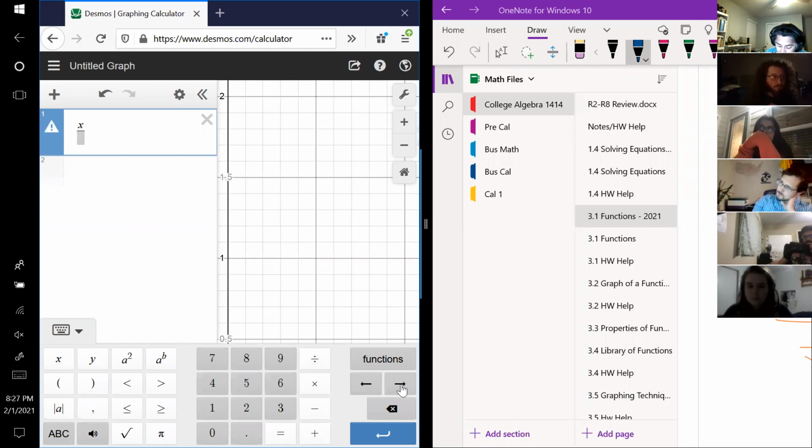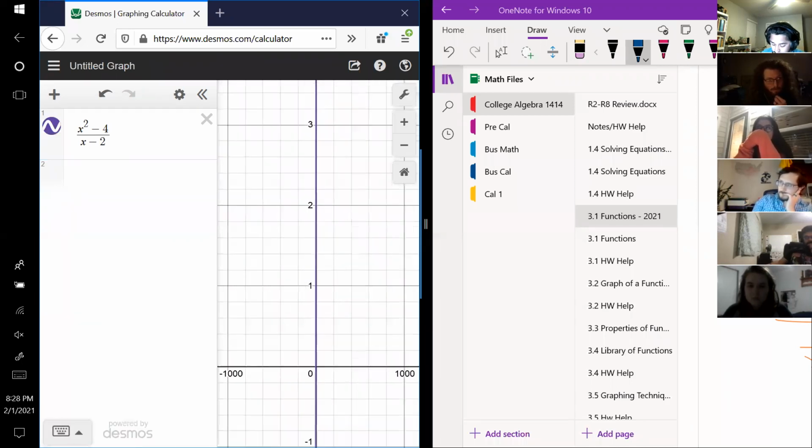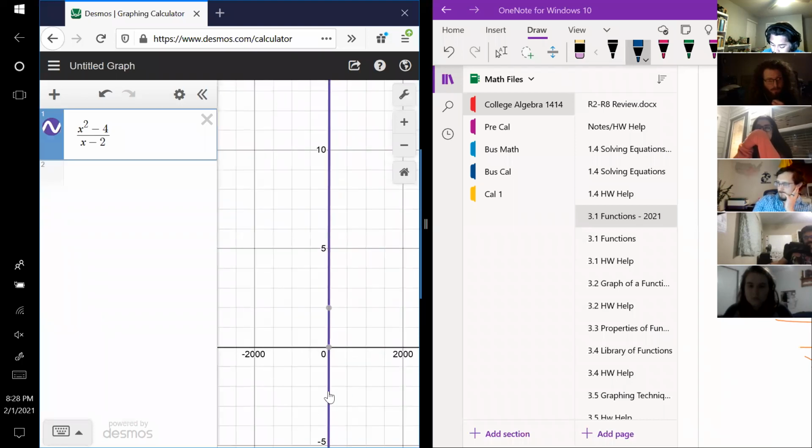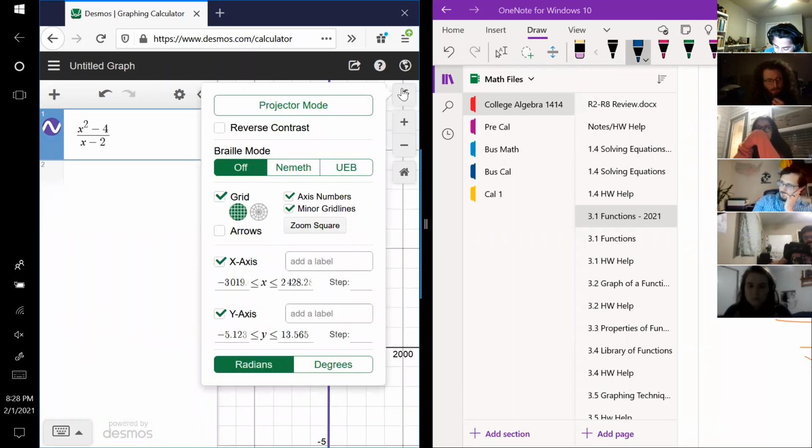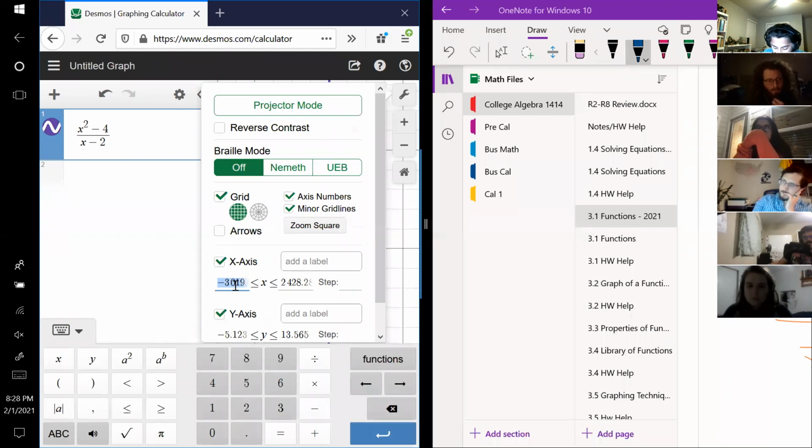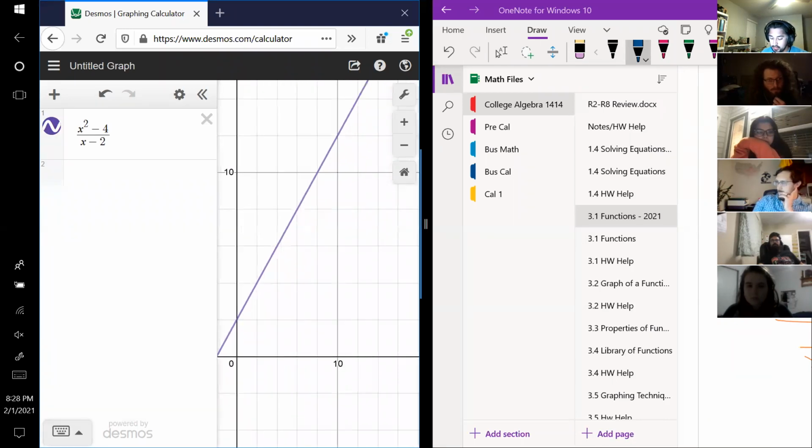I had x squared minus 4 over x minus 2, right? Yeah, I think so. So now, how's my graph going to look? My coordinates are way off. What if we just did negative 10 to 10? Sure.